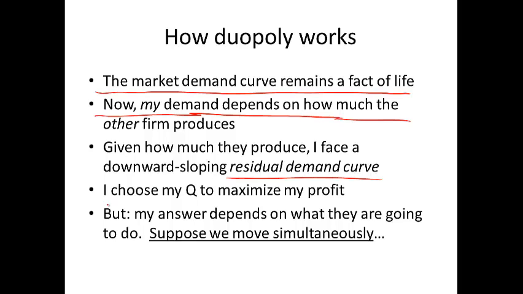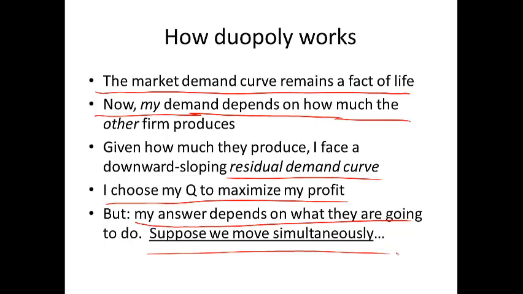Now, given that, I choose my quantity to maximize my profit. But my answer, instead of just being the profit maximizing quantity in the monopoly model, is now a profit maximizing quantity conditional on what the other firm is doing. In other words, my answer depends on what they're doing. So we need a more complicated idea about how to come to the answer, or the equilibrium. As a first step, let's suppose that the two firms move simultaneously. But I'm getting ahead of myself. We need a lot of nuts and bolts before we can get all the way there, and so let's wade through those nuts and bolts.